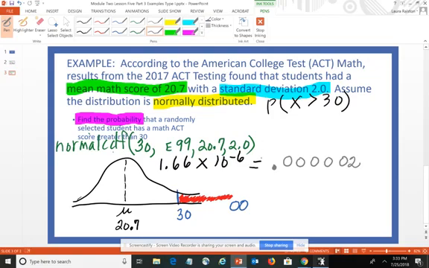And guys, for all intents and purposes, that's such a small number. The probability that a student is going to score greater than 30 on the ACT math is 0. Okay? All right.